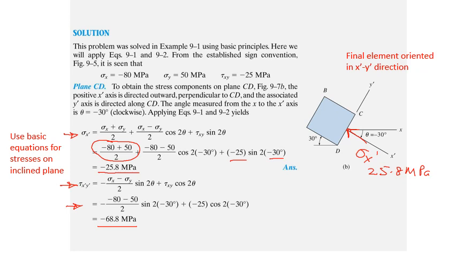So we know that tau x prime y prime on this surface here, the right hand surface facing x prime, is negative. In other words, it is facing or moving downwards. So tau x prime y prime is downwards, and the value is 68.8. So we just put a value there, 68.8 megapascal, and there is tau x prime y prime.